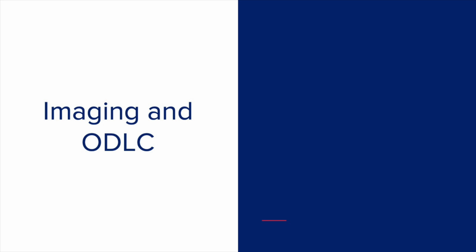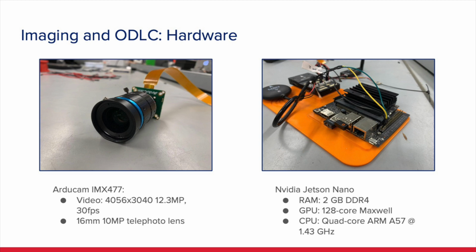The next topic is the imaging and ODLC subsystems. The first part of this is the hardware side, and as mentioned earlier, we're using an Arducam camera that records in 4K and also a 16mm telephoto lens in order to have the right optical zoom for finding the targets. To process the images and detect shapes, we have an NVIDIA Jetson Nano.